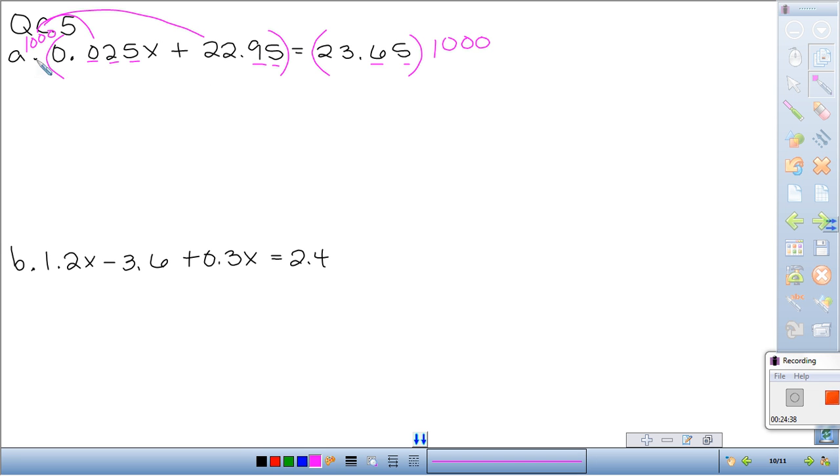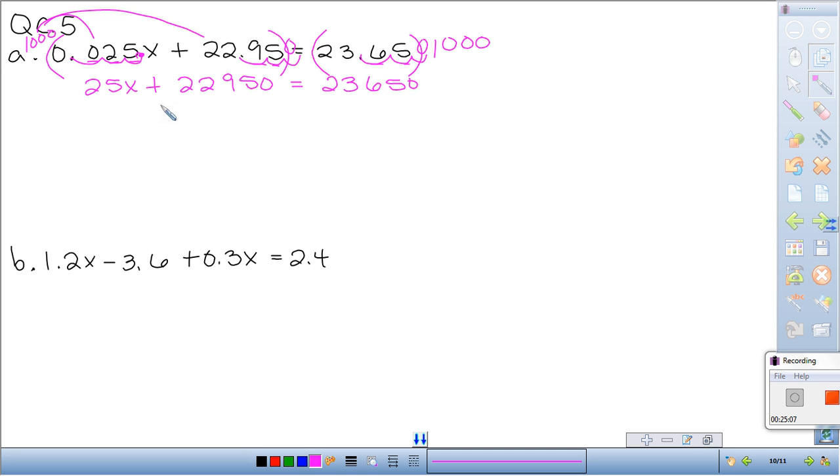So we have to use the distributive property. 1,000 times 25,000. Move it 1, 2, 3 places. So 25x plus 1, 2, 3 places. Empty seat gets a 0. 22,950 equals 1, 2, 3 places, empty seat gets a 0, 23,650. And then we solve like all our other problems.